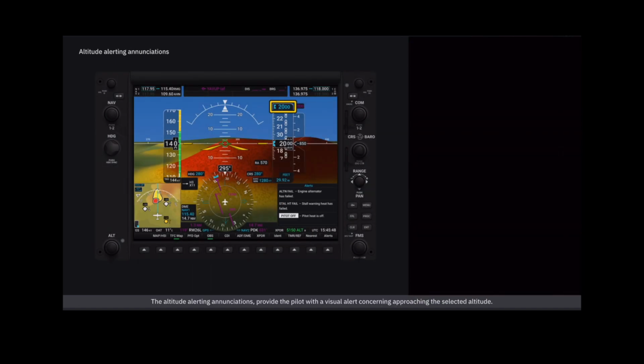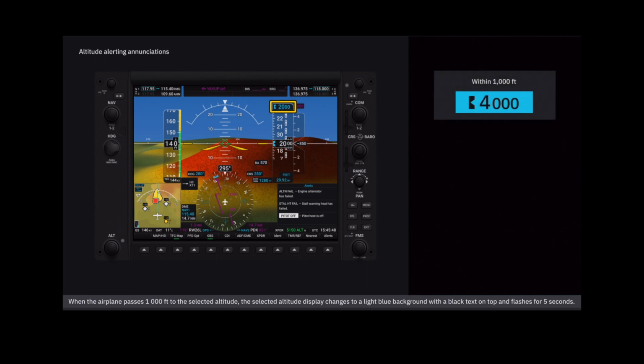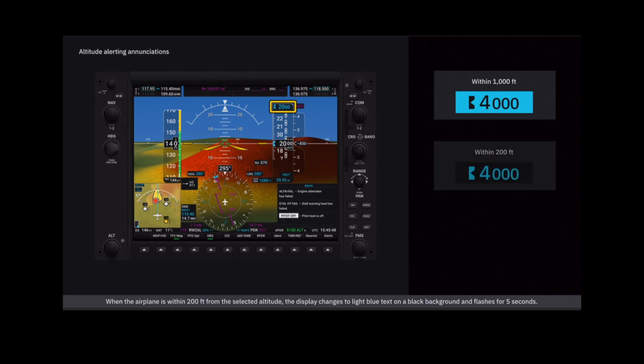The altitude alerting annunciations provide the pilot with a visual alert concerning approaching the selected altitude. When the airplane passes 1,000 feet to the selected altitude, the selected altitude display changes to a light blue background, with black text on top and flashes for 5 seconds. When the airplane is within 200 feet from the selected altitude, the display changes to light blue text on a black background and flashes for 5 seconds.